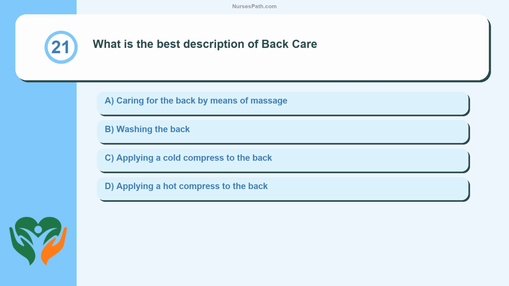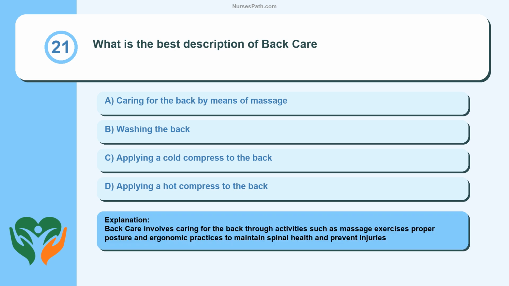Question 21. What is the best description of back care? Caring for the back by means of massage, washing the back, applying a cold compress to the back, applying a hot compress to the back. Back care involves caring for the back through activities such as massage, exercises, proper posture, and ergonomic practices to maintain spinal health and prevent injuries.